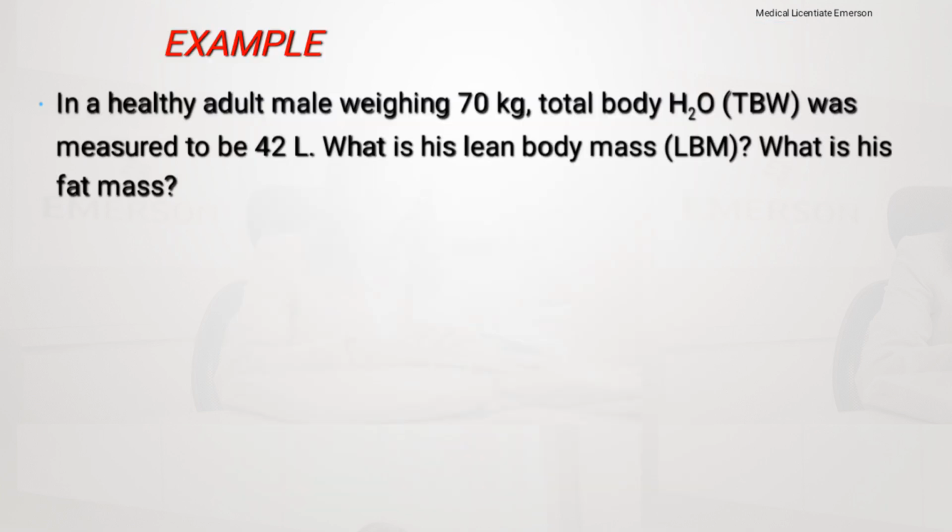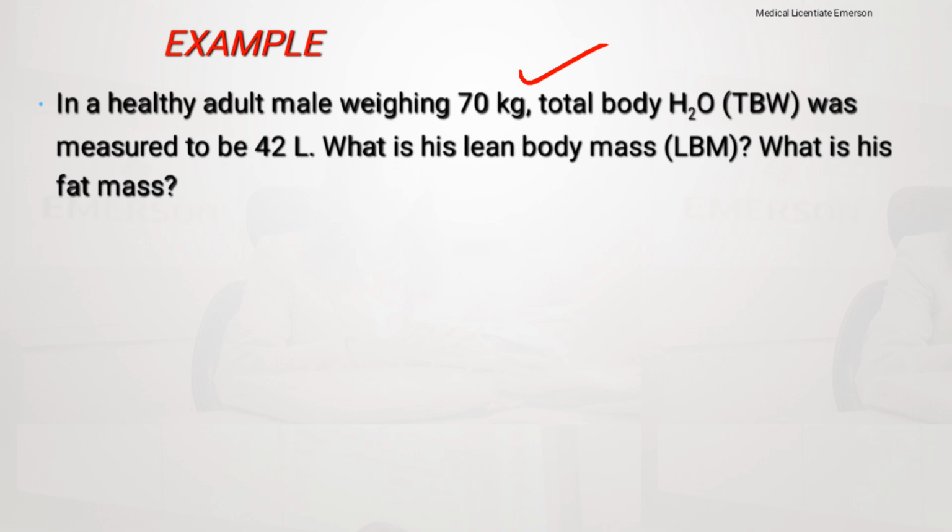So an example we can give from what we learned about lean body mass and fat mass: in a healthy adult male weighing 70 kg, the total body water was measured to be 42 liters. What is his lean body mass?